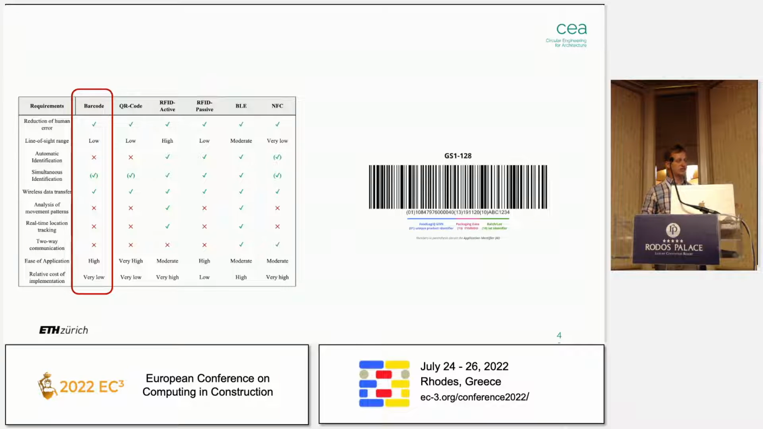So this was the set of criteria that we were looking at from a qualitative perspective. Just to briefly go over them, there are some of the obvious ones like reduction of human error, line of sight range. We also looked at two-way communication and location tracking, as well as ease of application and relative cost of implementation. So barcode, hopefully we're all pretty familiar with, but it contains data in one dimension. It's a relatively easy technology that's been proved multiple times over, but also a low-tech approach.